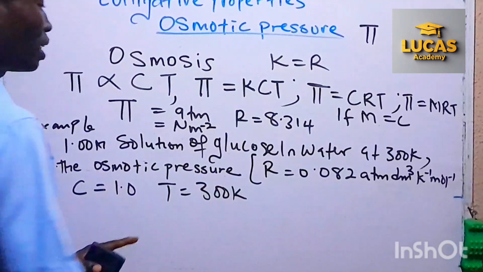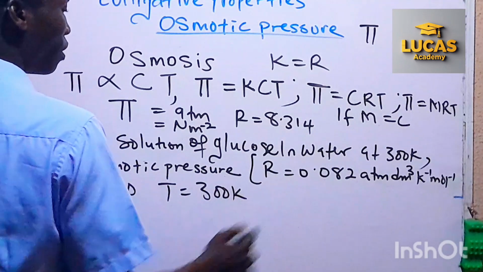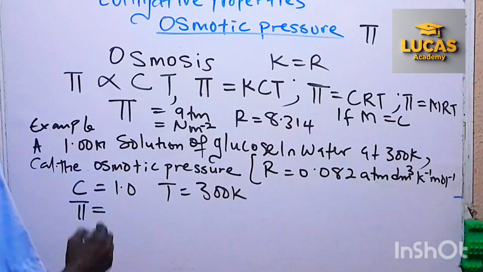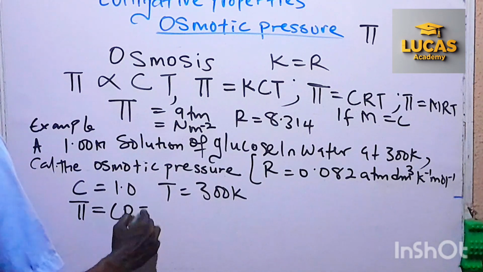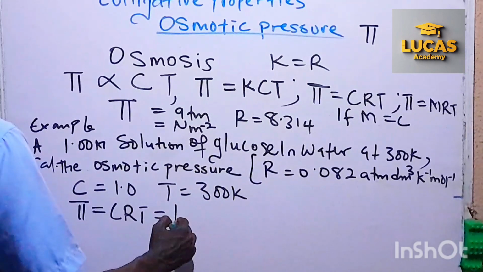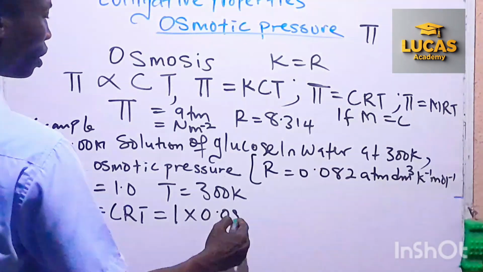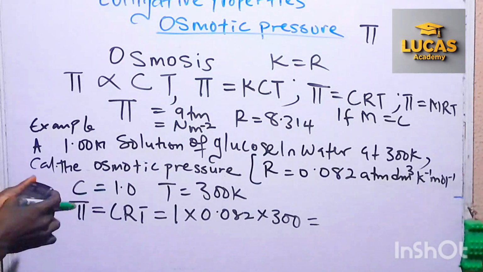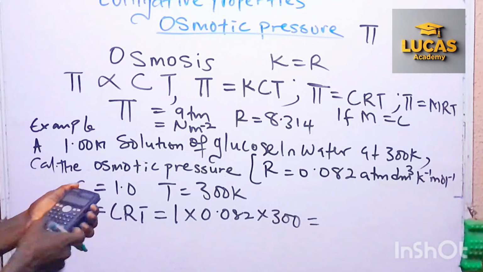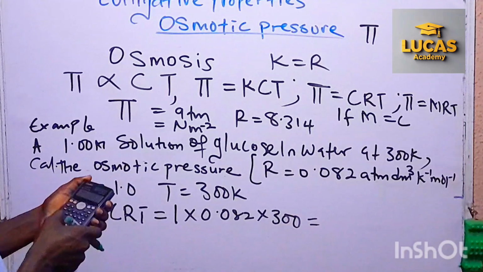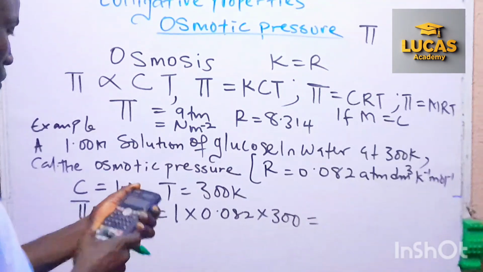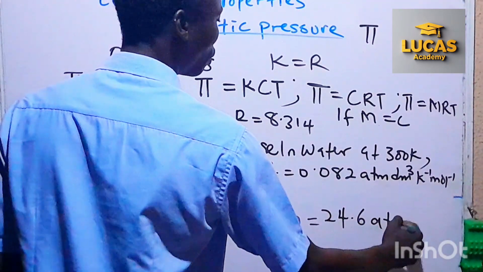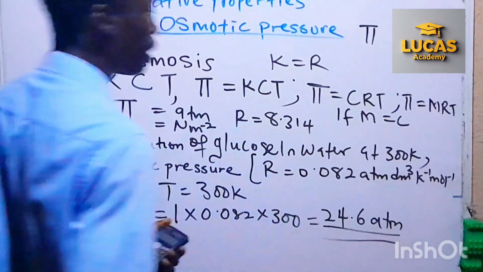Now, if we take this as the value of R, we are going to have pi equals, by the formula, C followed by R followed by T, which is equal to 1 multiplied by 0.082 multiplied by 300. Now, if you make use of this, at the end of the day, what are you going to have? That will give you 24.6 atmosphere. Take note of that, atmosphere. That will be the value for it.